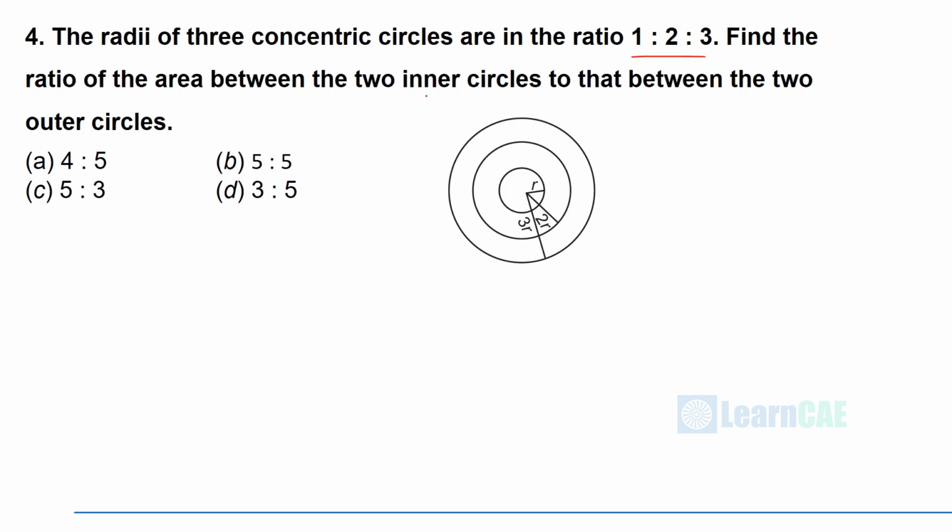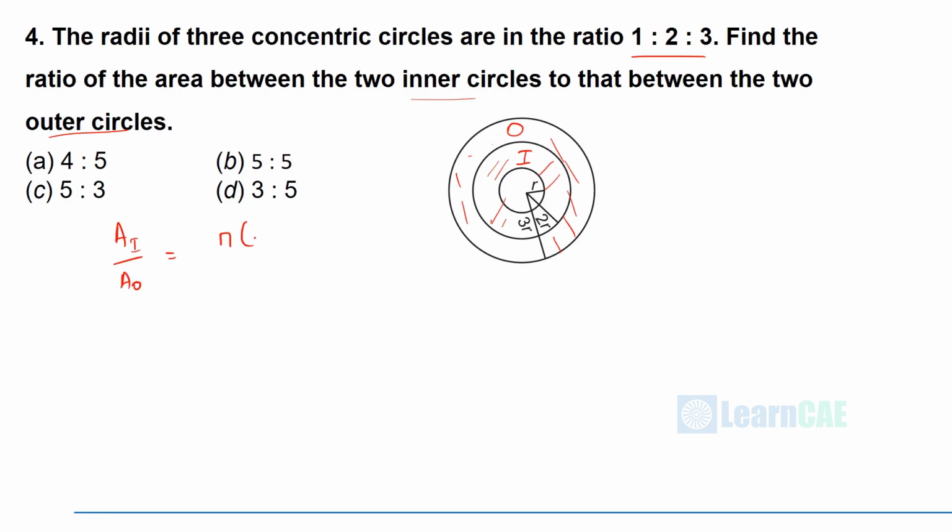Find the ratio of area between the 2 inner circles to that between the 2 outer circles. So we have to find out the area between this region and the outer region. So let the inner region be mentioned as I and the outer region be mentioned as O. Since the radii are in the ratio 1:2:3, let us assume the radius as R, 2R and 3R. So we can see the inner circle radius is R, mid circle radius is 2R and the outer one is 3R. So we have to find out the ratio of area between 2 inner circles and 2 outer circles. So it is A I by A O.